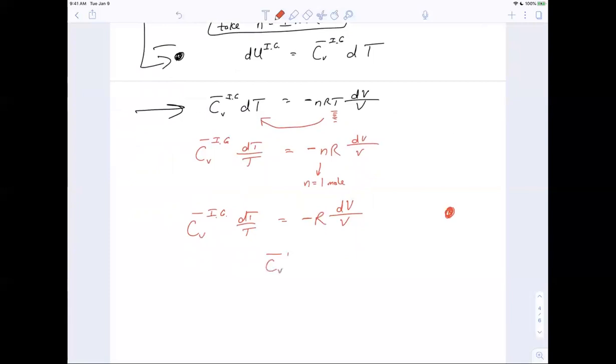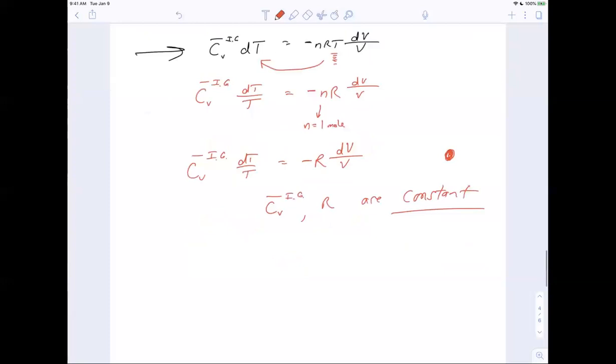Here CV bar ideal gas and R are constant. CV for an ideal gas is constant because it's an ideal gas. I haven't proven this to you at the moment; it's just something you'll have to accept for now. But you can actually prove that, and later on you will be able to once we have more machinery from thermodynamics. So this is our intermediate result, and now we just integrate.